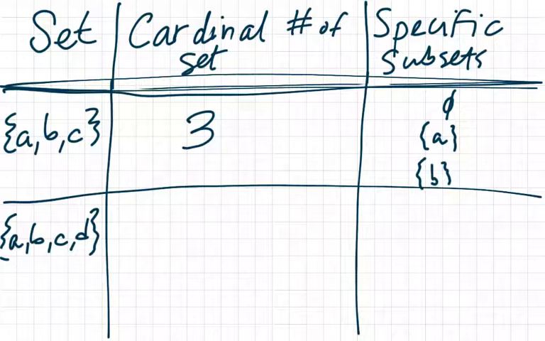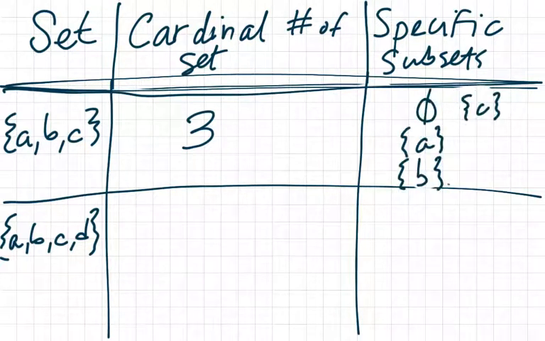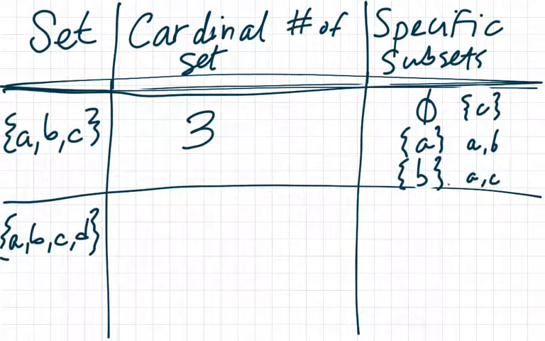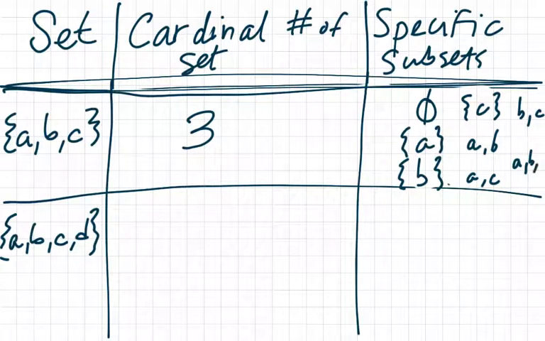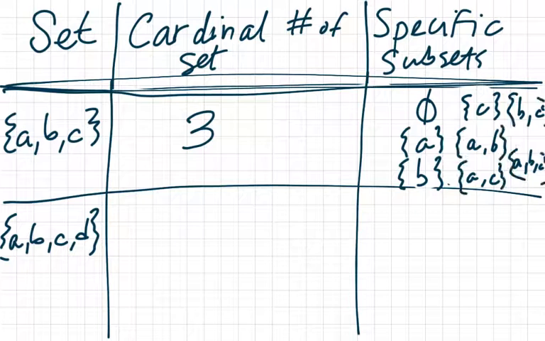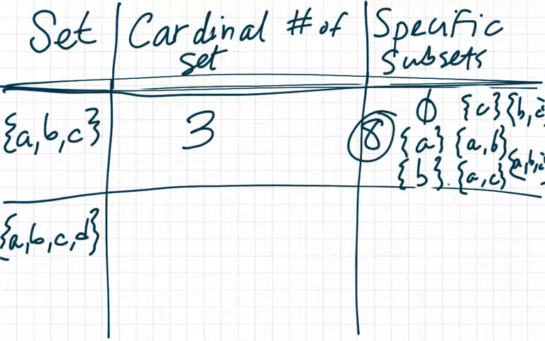The set containing C, the set containing AB, the set containing AC, the set containing BC, and the set containing A, B, and C. So you'll notice that when we have a set that has 3 elements, there end up being 8 subsets: 1, 2, 3, 4, 5, 6, 7, 8.